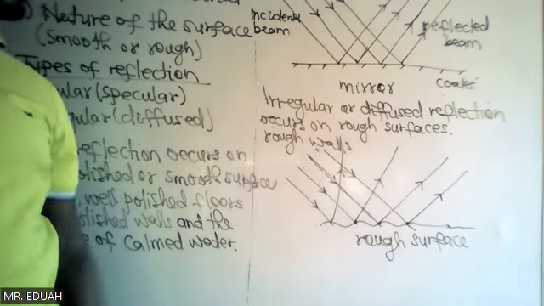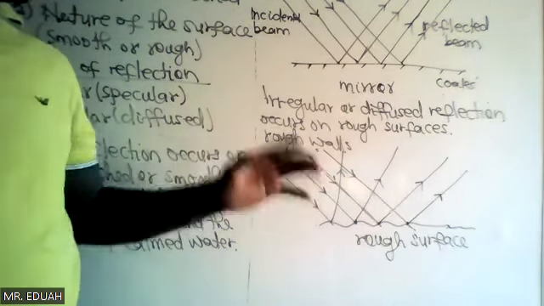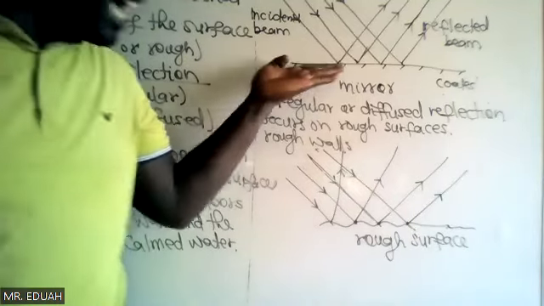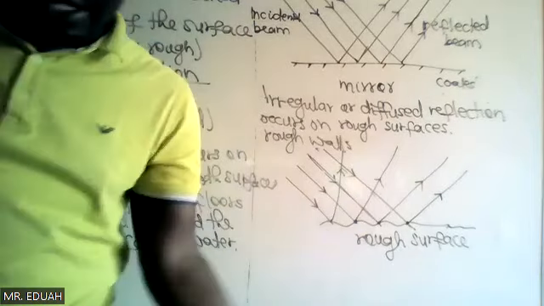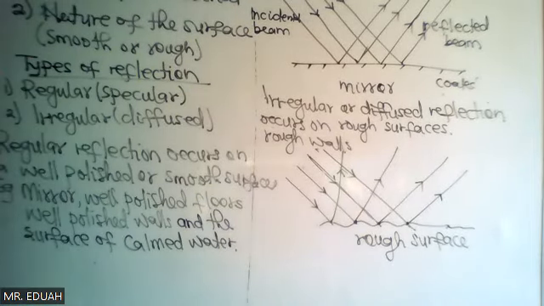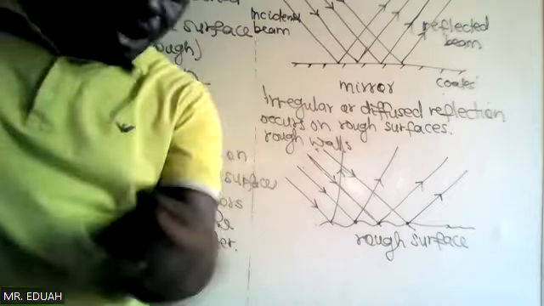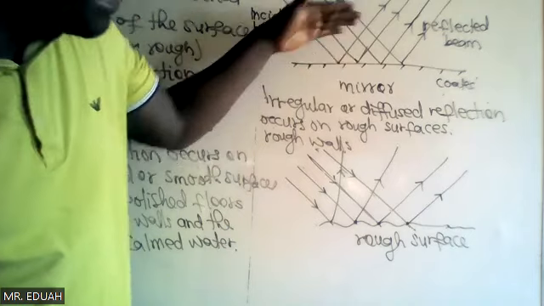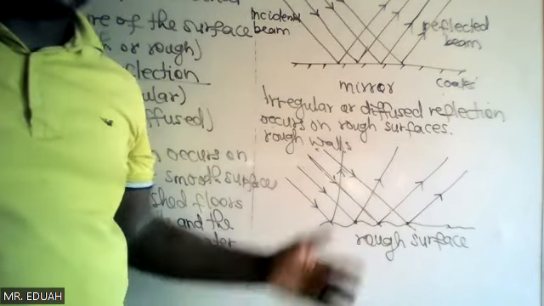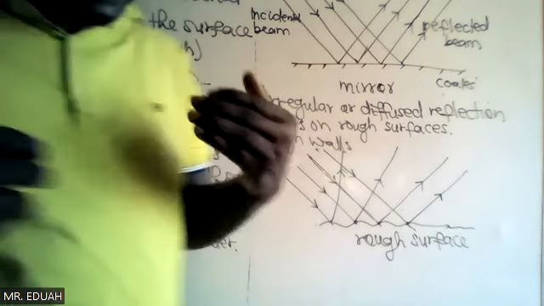Whether light will be reflected or not depends on the nature of the surface. If the surface of interaction is very smooth, light will be reflected. That is why the mirror we use is designed in such a way that the surface of interaction is very, very, very smooth.